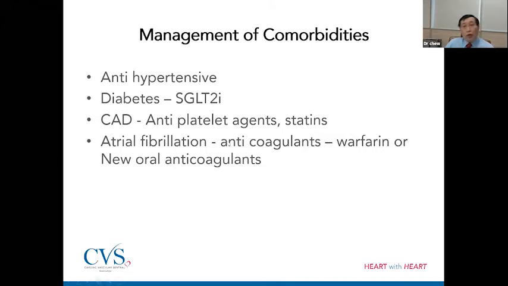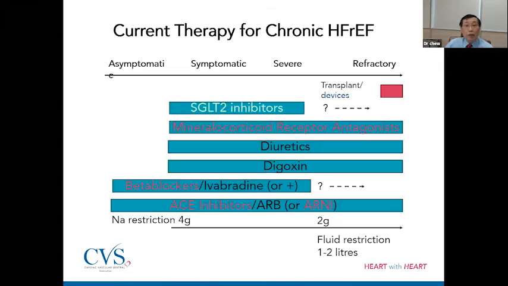Now, if the patient has coronary artery disease, antiplatelet agents are useful to reduce the risk of myocardial infarction. Statins are also useful to prevent progression of coronary artery disease and reduce the risk of myocardial infarction. And if the patient has atrial fibrillation, anticoagulation, either with warfarin or new oral anticoagulants, would reduce the risk of stroke. So this is my last slide.